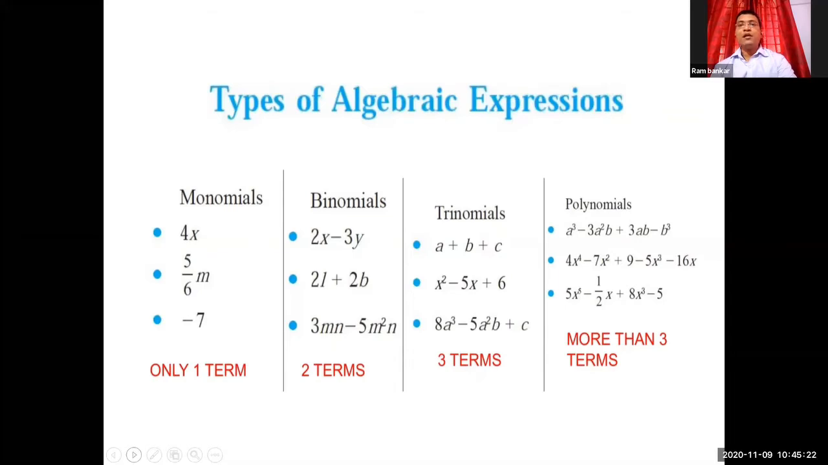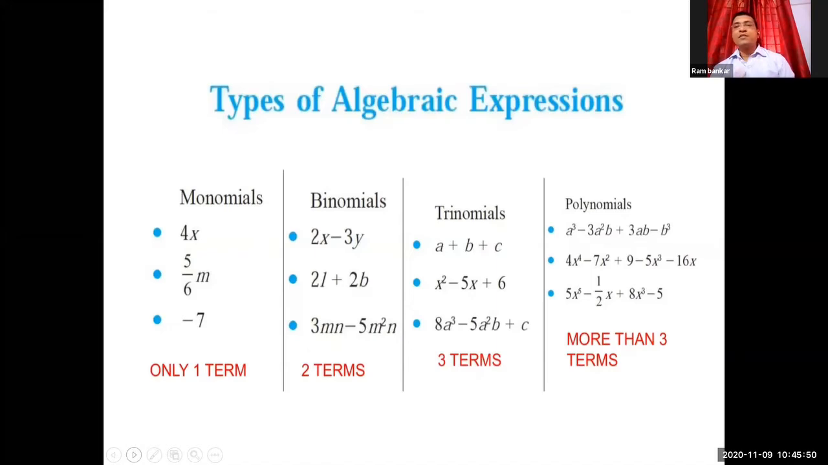In the binomial, look at the second column. You will see binomial. There are two terms. 2x minus 3y, 2l plus 2b. Third one is 3mn minus 5m square n. It means two terms are given in all the examples. So it is called binomials. Bi means two. Binomials have two terms.